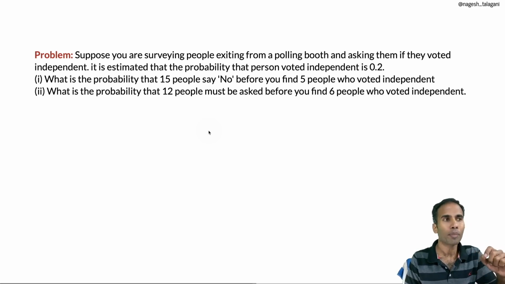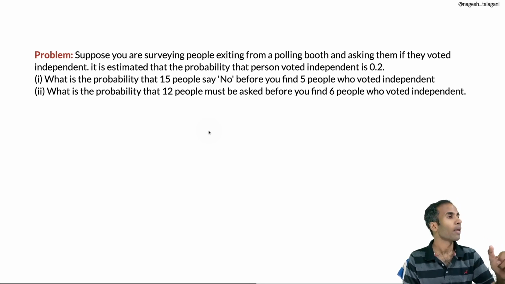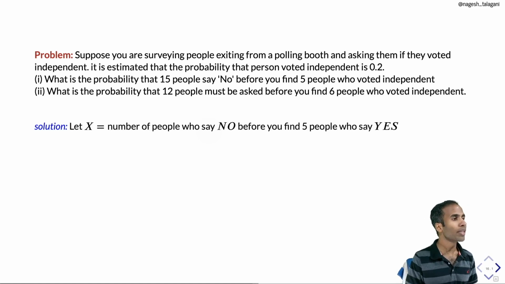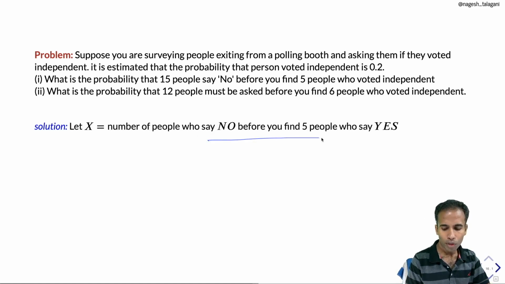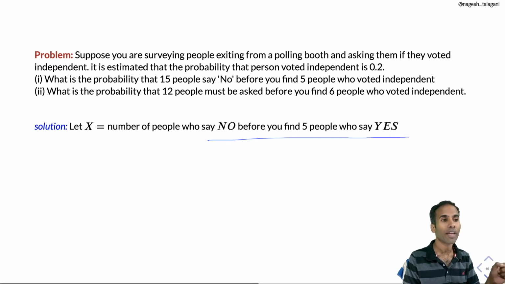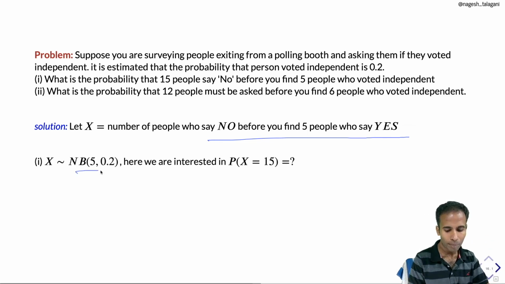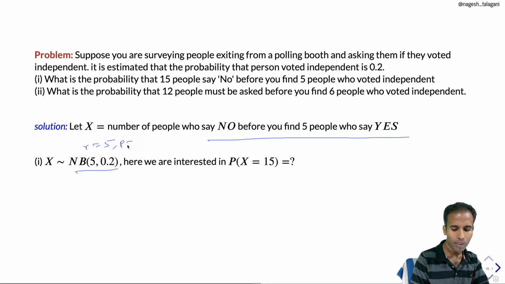Here, asking people if they voted independent is like performing a Bernoulli experiment, because they may say yes or no. Yes is success, no is failure. Let X denote the number of people who say no before you find 5 people who say yes. That is, X is the number of failures before the 5th success. So X follows a negative binomial distribution with parameters 5 comma 0.2. Here r equal to 5, and the probability of success p is given as 0.2.